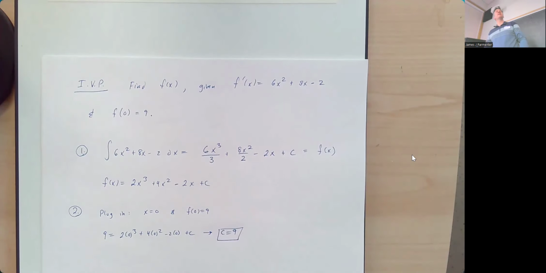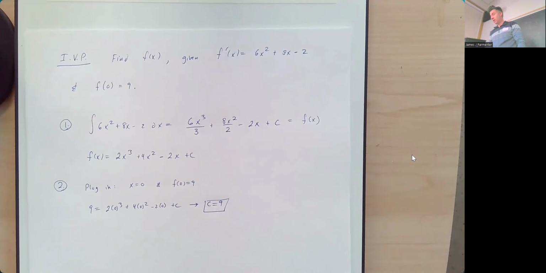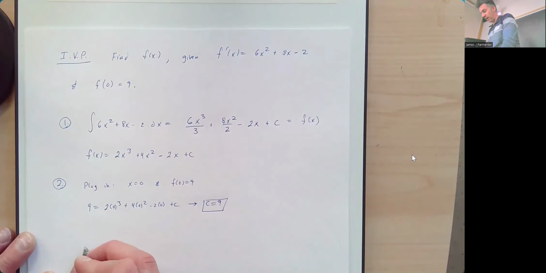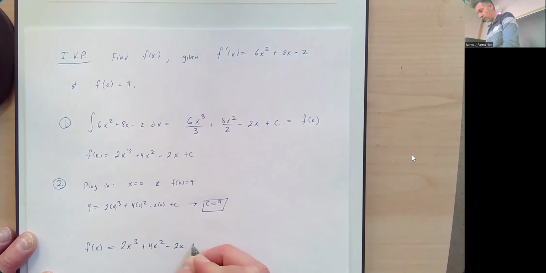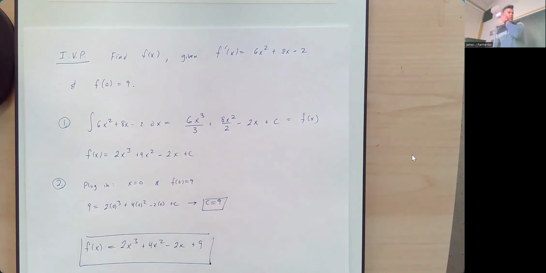It is a mistake to stop here because the thing they asked us to find was the function. We found the function with a c in there and we found the c value, but we really should take the time to write out that our final answer is that f of x is equal to 2x cubed plus 4x squared minus 2x plus 9. That's how we should actually finish this off.